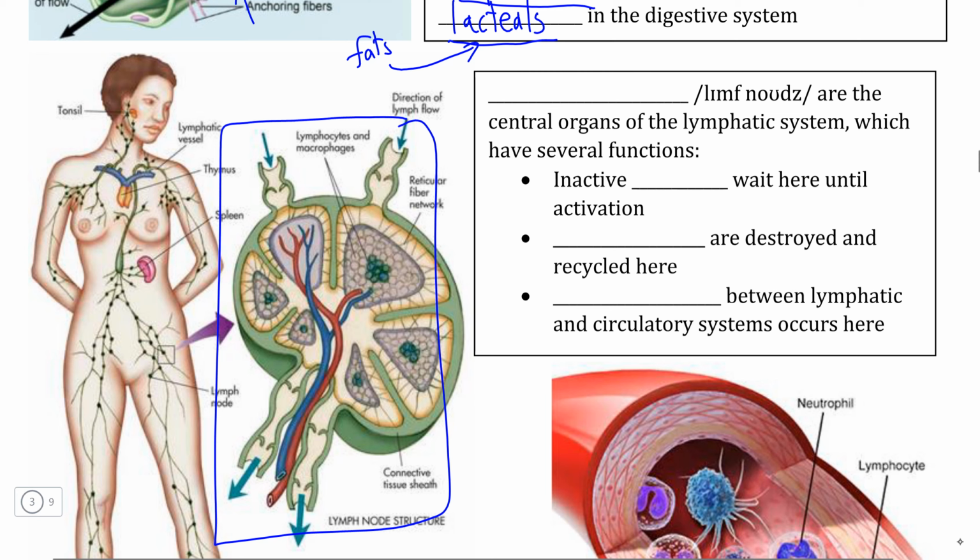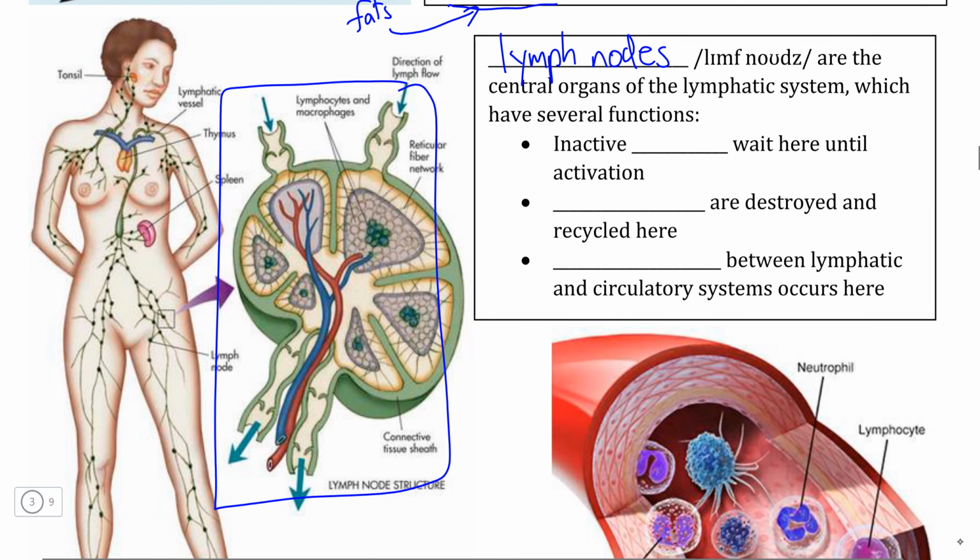So this is a structure that we call a lymph node. And even though the lymphatic system is lacking a central organ like the heart, lymphatic nodes, or lymph nodes for short, are the closest thing that we can think of as central structures of the lymphatic system. For one, these act as the primary repository for any white blood cells that are inactive.